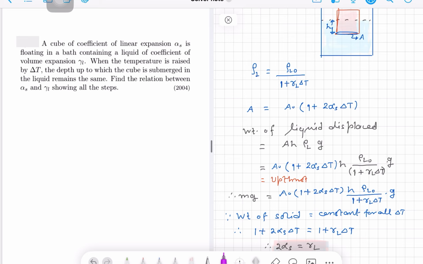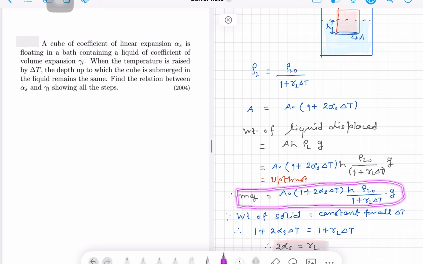So at temperature, which is increased by value delta T, the buoyancy force expression will be this much. I have replaced area and rho L at higher temperature by this expression and this expression. I have kept h same according to the question. So thrust expression will be this much, and weight of solid is not going to change with temperature, because weight of solid will be constant for all temperature. So this equation must hold at all temperature.